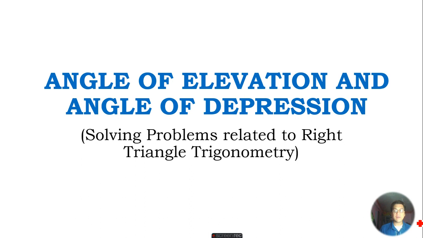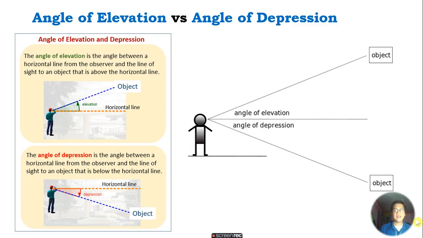In this case, we will first discuss the angle of elevation and angle of depression. Let's try to differentiate between the angle of elevation and angle of depression. So, we have here our definition. The first one is the angle of elevation: the angle between a horizontal line from the observer and the line of sight to an object that is above the horizontal line.